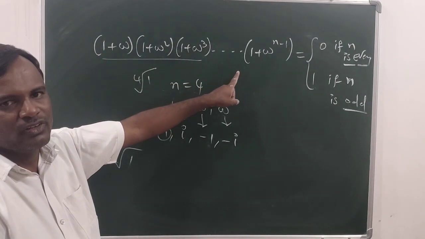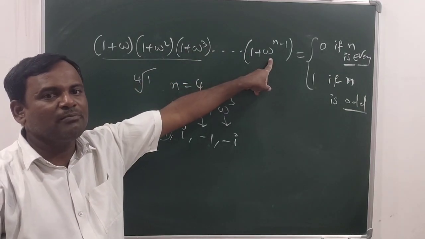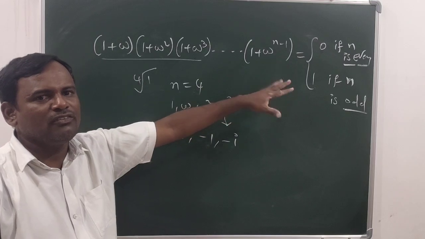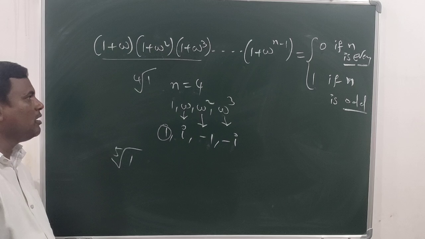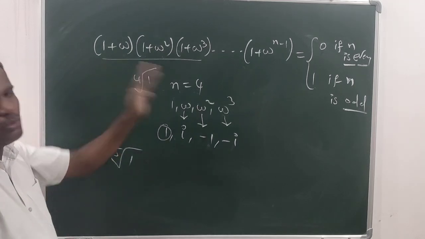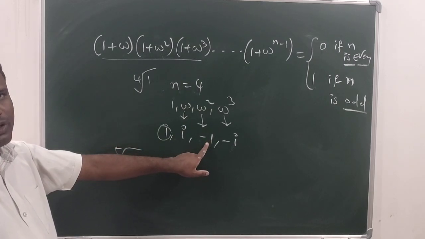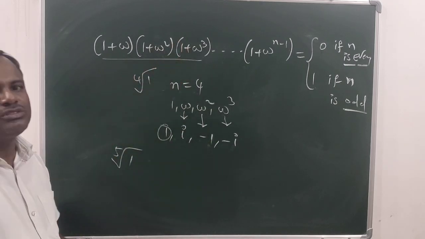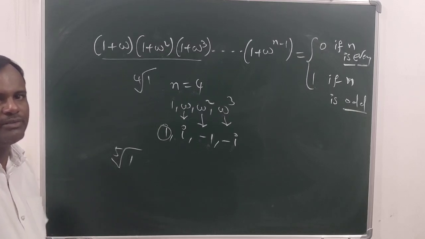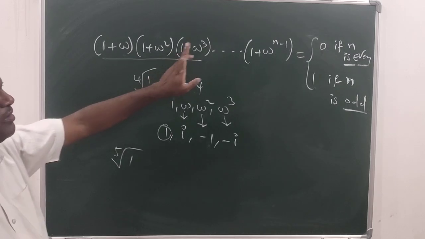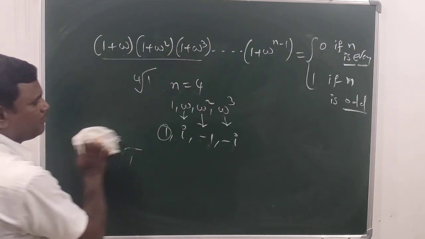Okay students, what are omega, omega square, omega cube and so on, omega power n minus 1? We should not call them complex roots, just roots of the nth root of unity. Because here for n is 4, you are getting a real root too. Simply call it the nth root of unity. Okay students, in this principle, when n is even, the result would be 0. If n is odd, the result would be 1.